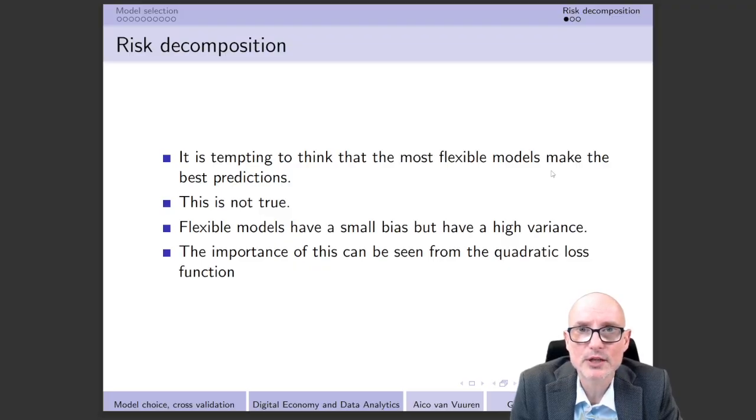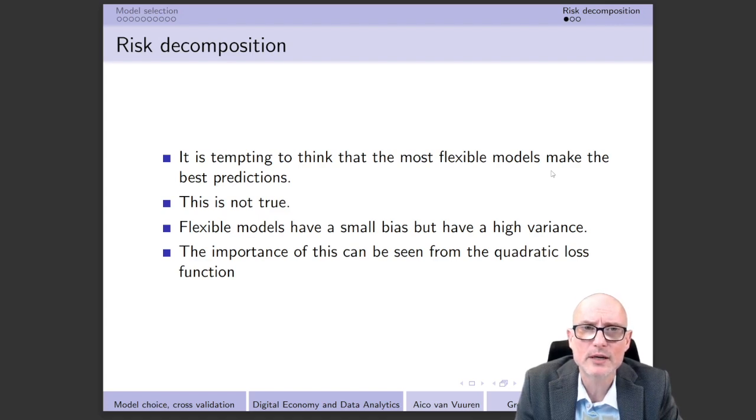I would like to go on with the last topic of this video, and that's the topic of risk decomposition. In order to start with that, I would like to say that it's tempting to think that the most flexible models make the best predictions. In that sense, it's good to go back to the K nearest neighbors estimator, where we have seen that K equal to 1 is a very flexible model, because it allows for a different prediction for almost any different value of x. That is quite different from the case where we have, for example, K equal to 50, where in many situations we can change the value of x by quite a bit without changing the prediction that we make.